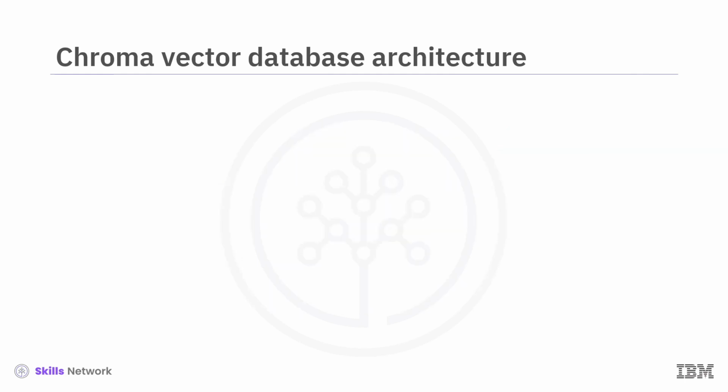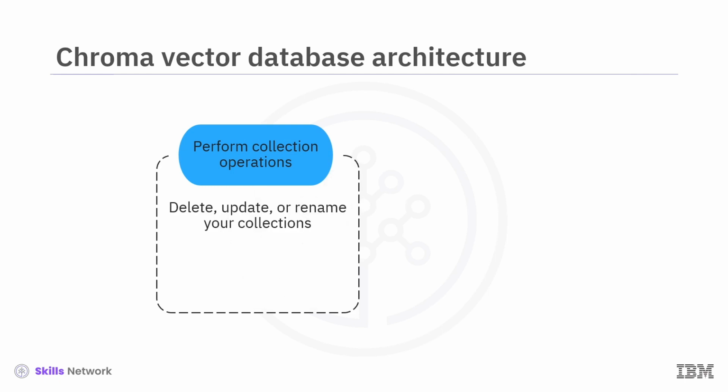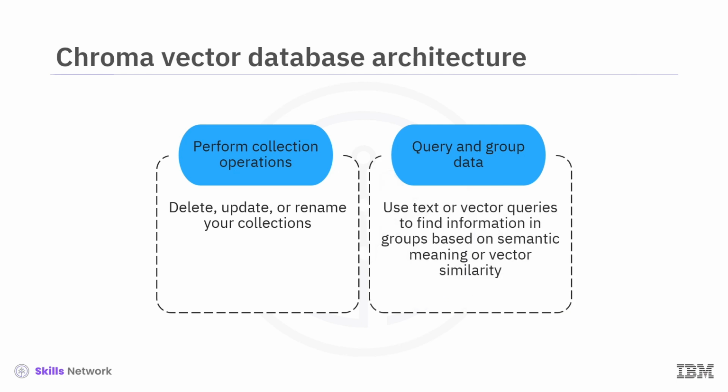Now, it's time to perform collection operations. Chroma DB lets you perform tasks including deleting, updating, or renaming your collections, giving you more options for organizing your data. Finally, you'll query and group data for the most useful information. Chroma DB lets users use text or vector queries to find information in groups based on semantic meaning or similarity.